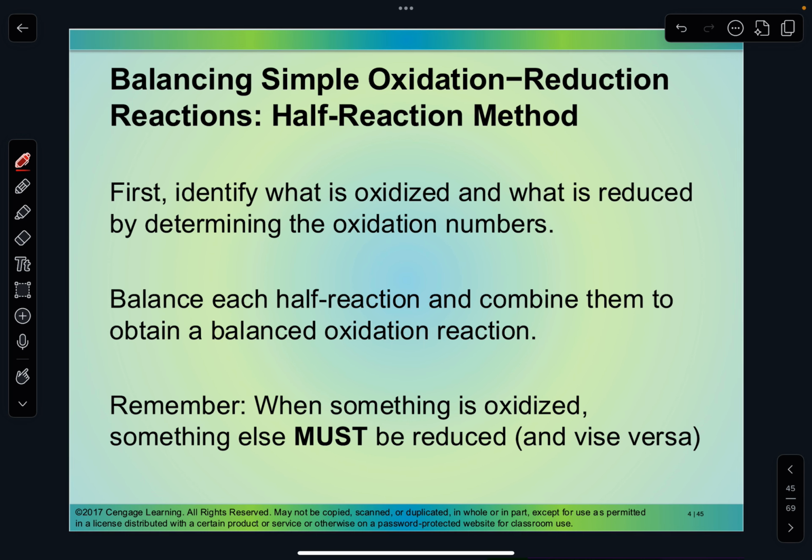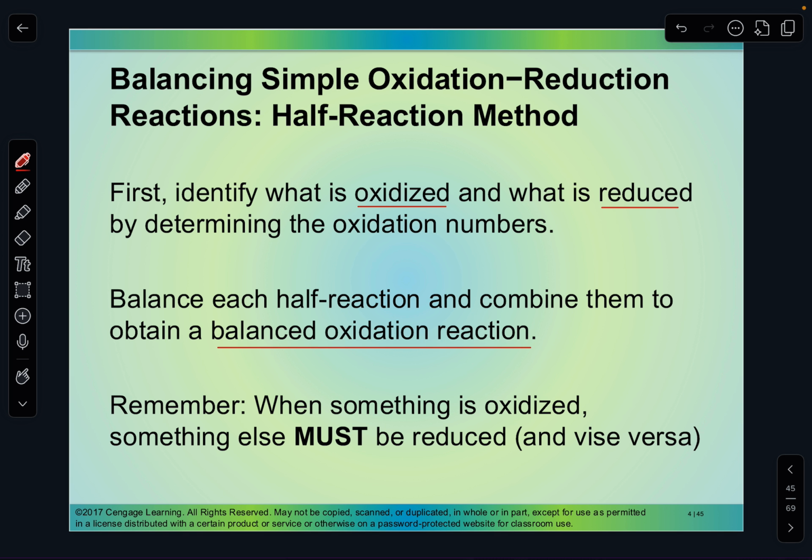Okay. And so we're going to talk about balancing these oxidation reduction reactions, and we're going to use half reactions to do so. But first, I've showed you many examples now of how to identify what is oxidized and what is reduced. And then we can balance the half reactions and combine them to obtain a balanced oxidation reaction.